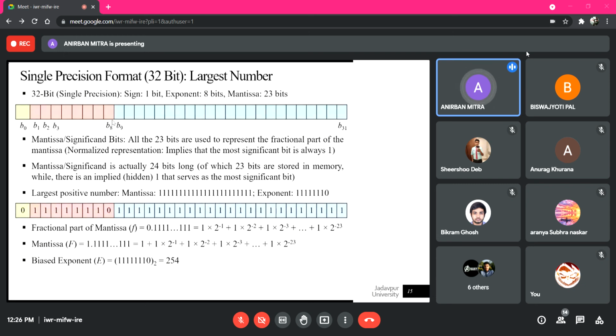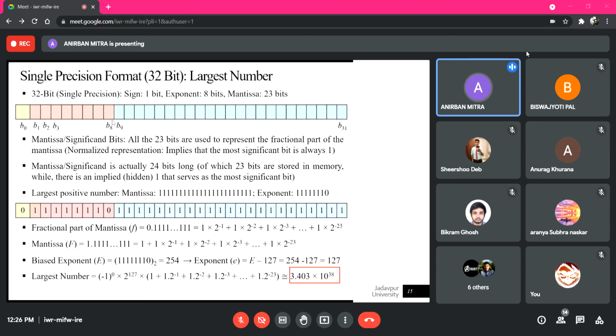What about the exponent? This is 254. We take out the bias, which is 127. So the largest number is going to be minus 1 to the power 0 into 2 to the power 127, then the complete mantissa. And it comes out to be approximately 3.403 into 10 to the power 38. It's a quite large number. So that is the largest number that we can represent in 32-bit format.